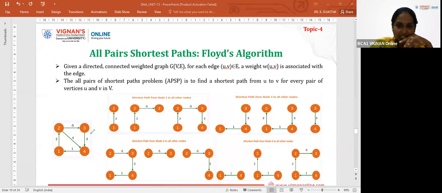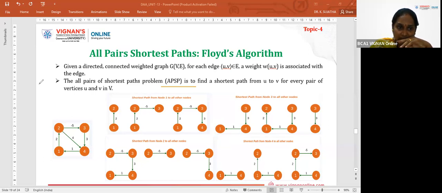Here you can see an example graph which contains 4 vertices, 1, 2, 3, 4, and there are some edges between these 4 vertices, and each edge is assigned a weight. Now your problem, the all-pairs shortest path problem, is to find the shortest path from 1 to 2, 1 to 3, and 1 to 4. In the same way, the shortest path from 2 to 1, 2 to 3, 2 to 4. In the same way, you need to find the shortest path from 3 to 1, 3 to 2, 3 to 4, and 4 to 1, 4 to 2, 4 to 3. Like that, for every pair of vertices, we need to find the shortest path.